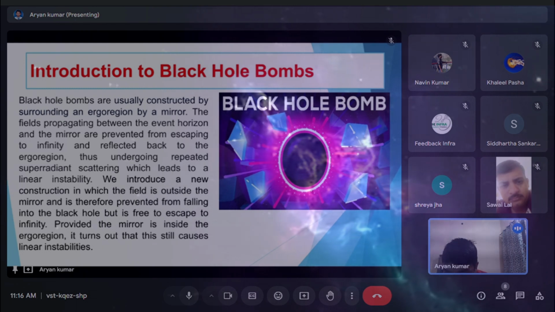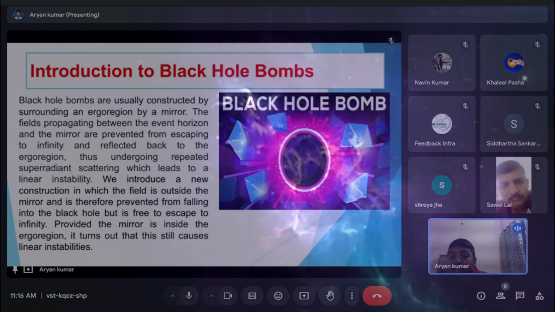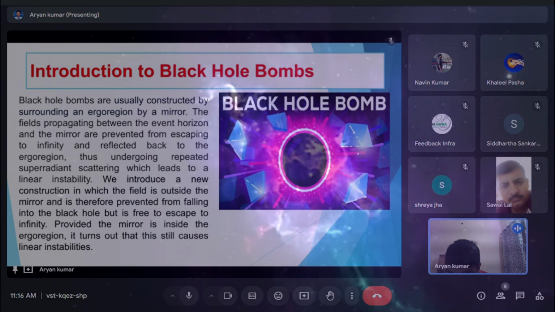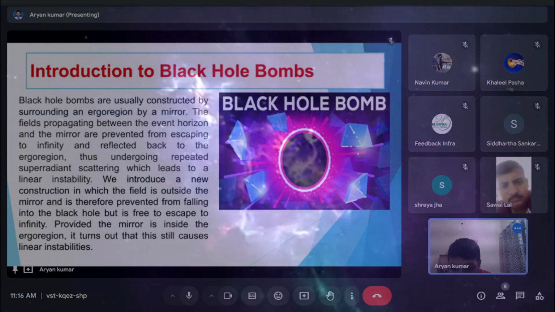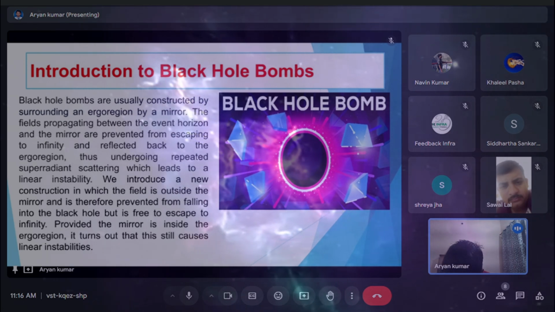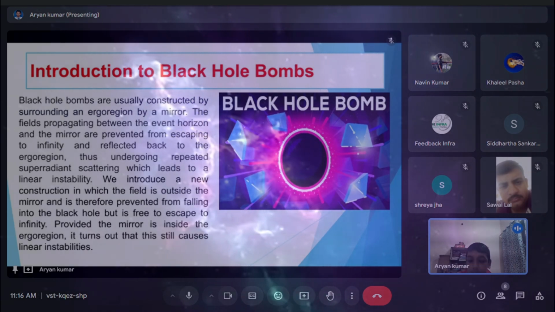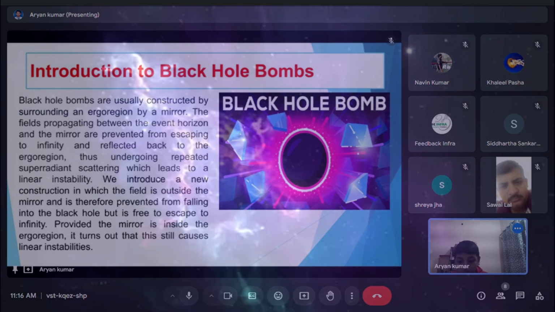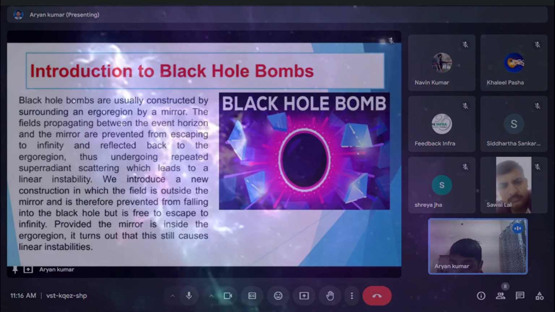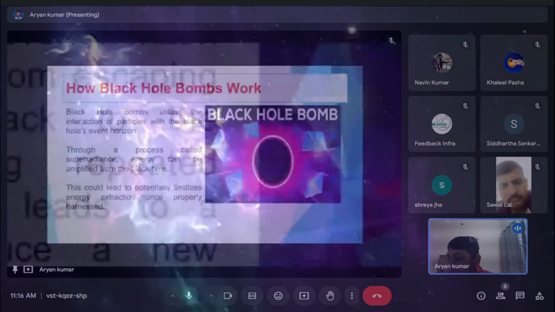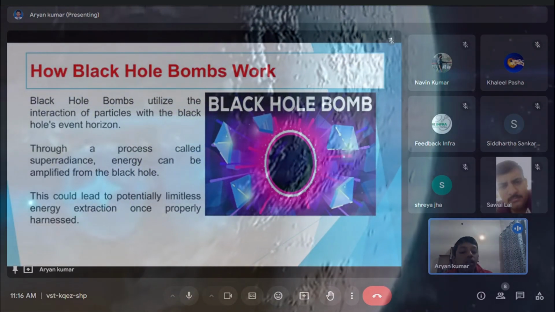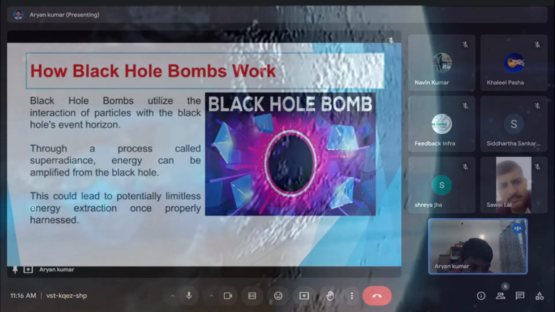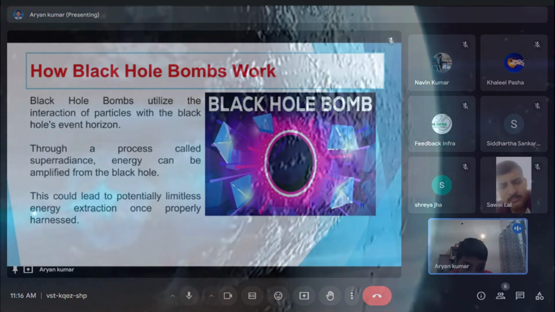We introduce a new construction in which the field is outside the mirror and therefore is prevented from falling into the black hole, but is free to escape to infinity. Provided the mirror is inside the black hole, it turns out that this still causes some instabilities. So how it works is we surround a black hole with mirrors and we shoot electromagnetic beams at it.